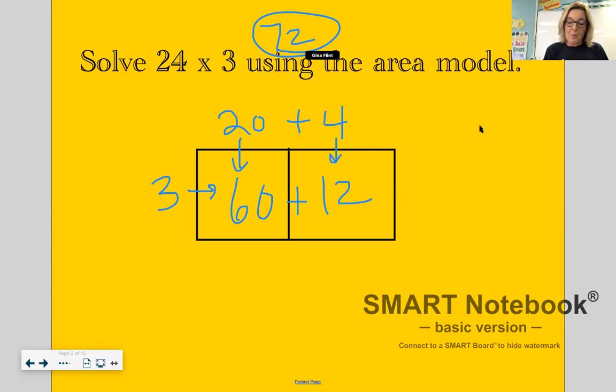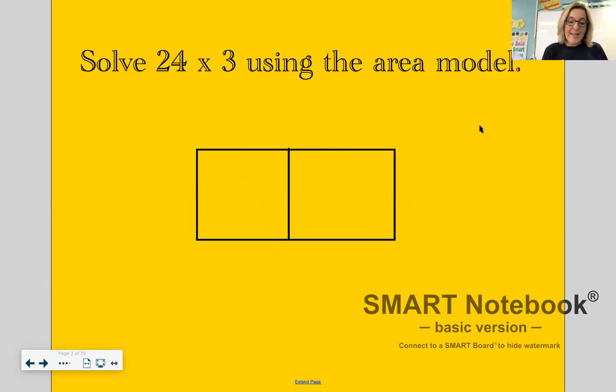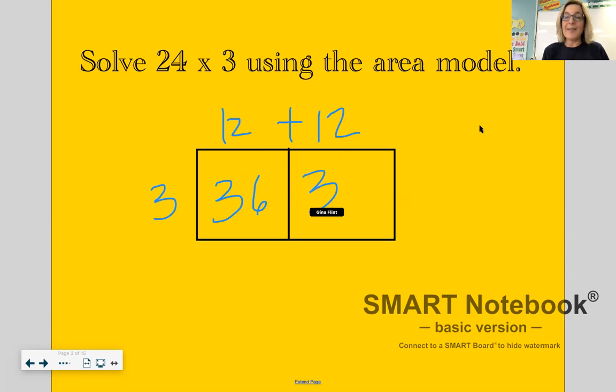So now what if we broke it up differently? What if we said 3 is fine, but we take 24 and make 12 plus 12? Oops, that doesn't look very good, but that is a 12 there. 12, let's try that again. Well, 12 times 3 is 36, and 36 twice is 72. So same result, just broke it up differently.